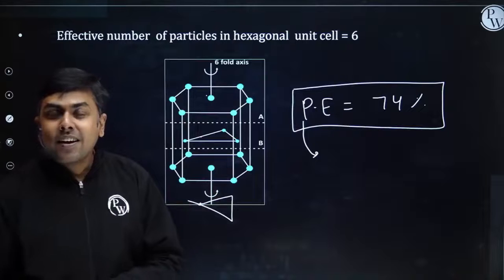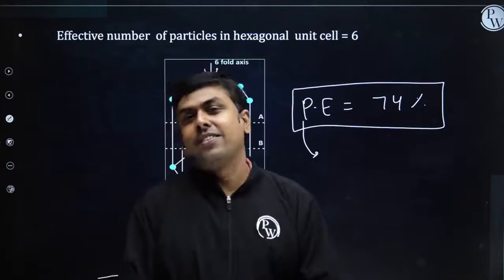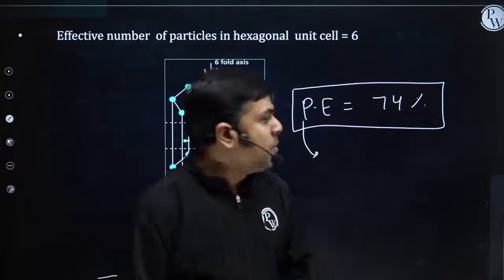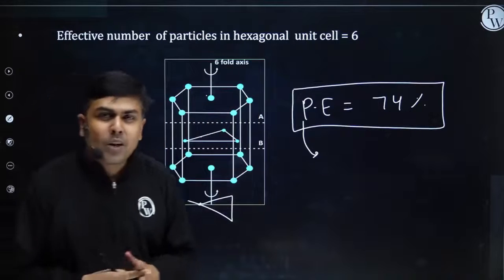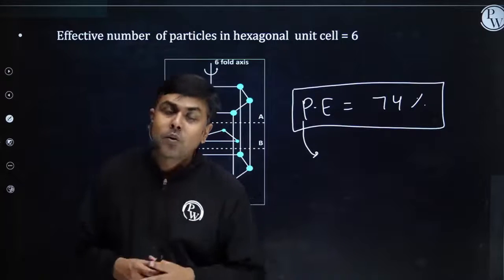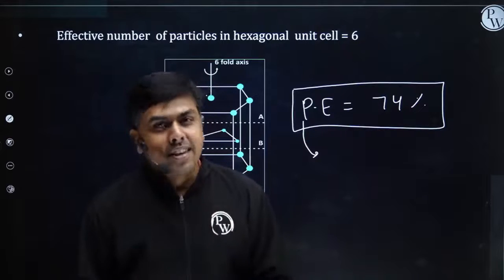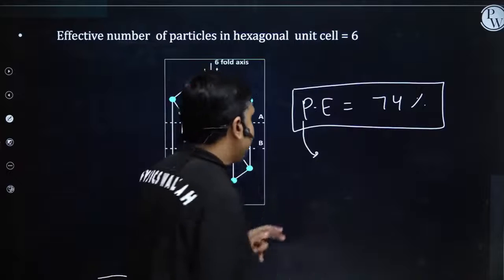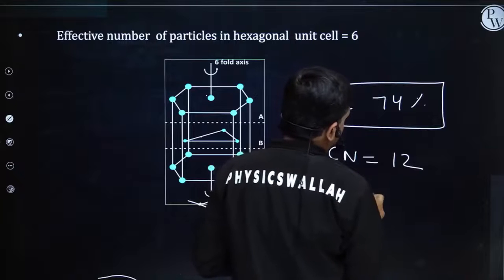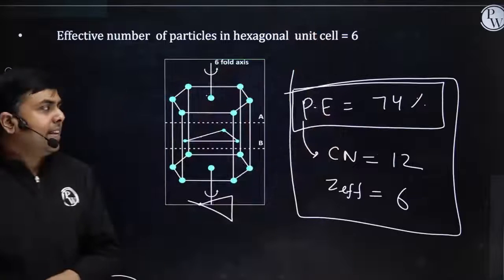And what's the area here? 6 equilateral triangles. So 6 into root 3 by 4 a square into height of this hexagonal unit cell. Am I clear? This is how we calculate volume. And volume of atom you can easily calculate: 4 by 3 pi r cube. Z effective is how much? 6. So 6 into 4 by 3 pi r cube, 2r equals a. So from there you can easily calculate packing efficiency. Am I clear, students? So packing efficiency 74%, coordination number 12, Z effective equals 6. On these things questions are directly asked. So please note down all these things.